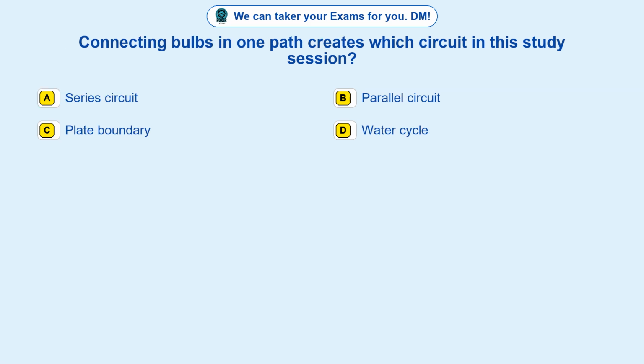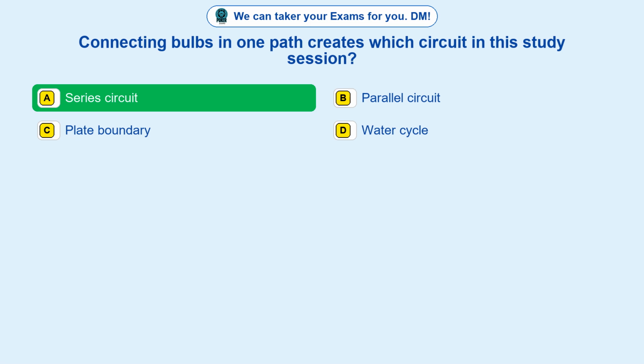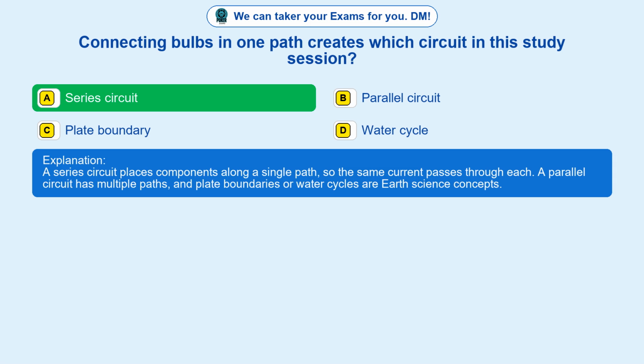Question 73. Connecting bulbs in one path creates which circuit in this study session? Option A, series circuit. Option B, parallel circuit. Option C, plate boundary. Option D, water cycle. The correct answer is option A. Series circuit. A series circuit places components along a single path, so the same current passes through each. A parallel circuit has multiple paths, and plate boundaries or water cycles are earth science concepts.